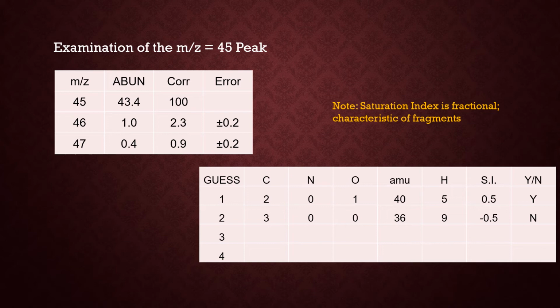To be careful, though, I should try 3 carbons just to be safe. And I try that in my truth table, and I see that I get a number with a negative saturation index, so that's automatically rejected. I get similar problems if I try to go with 2 oxygens. So my interpretation of the 45 peak is therefore pretty reliable at this point.